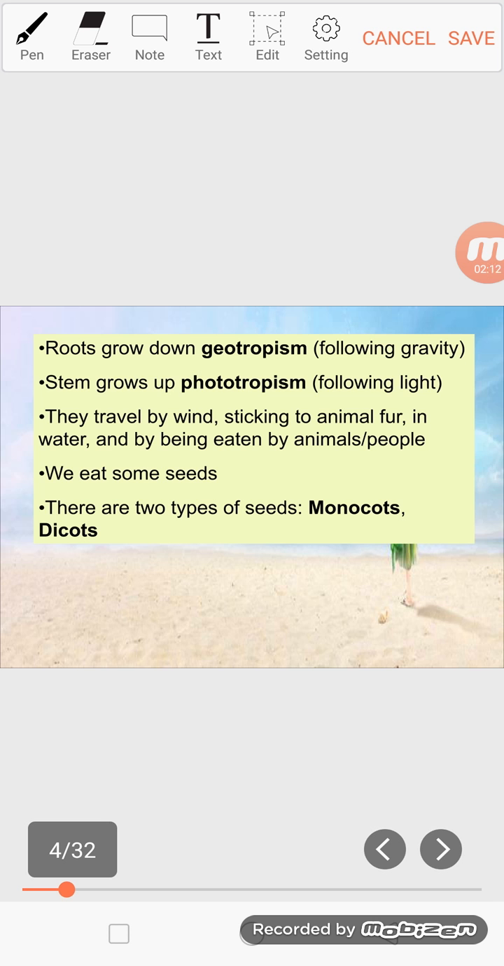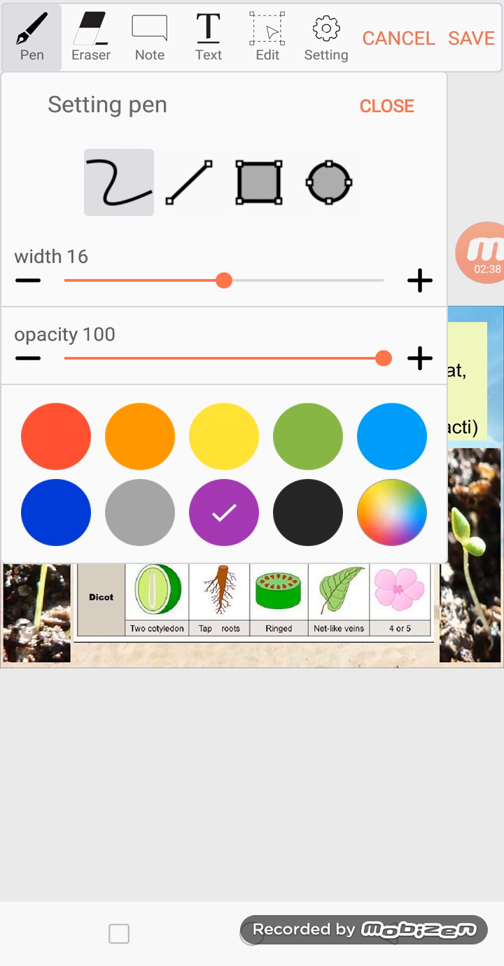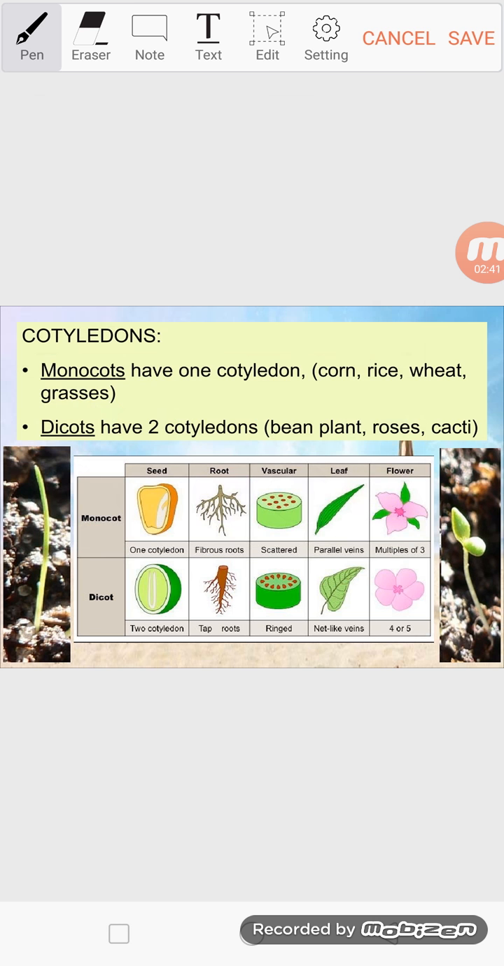Okay, so roots grow down following gravity, and that is what we call geotropism. Stem, on the other hand, is the opposite of the roots, in that it follows the light. So that is what we call phototropism. And for the seeds, there are 2 types, the monocots and the dicots. From the name itself, mono means 1, and di means 2. So monocot means it has 1 cotyledon, and dicots have 2 cotyledons.